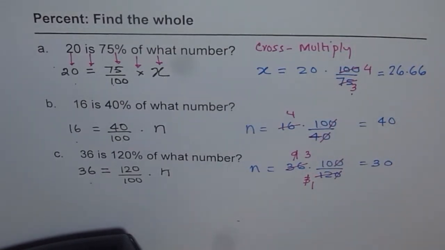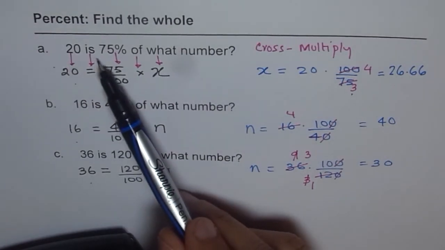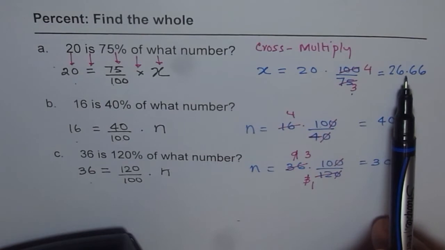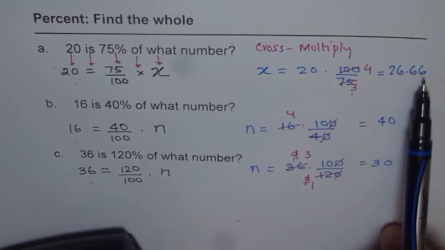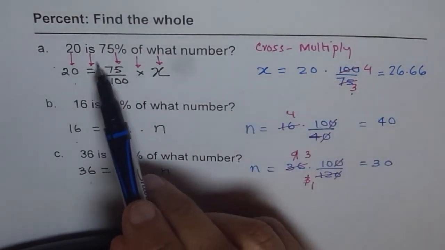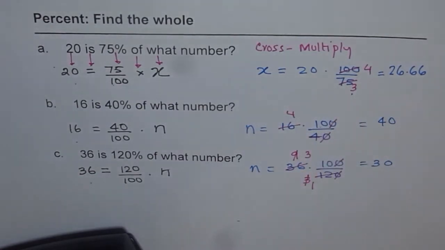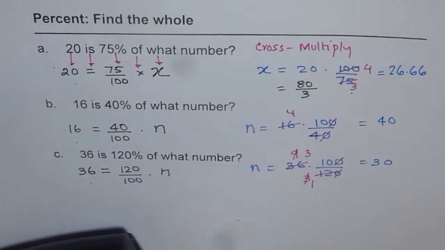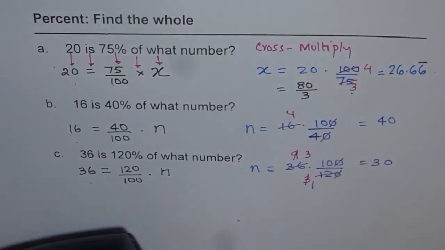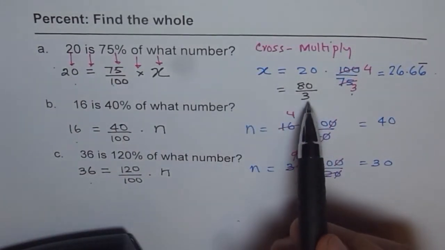Now can you write in one sentence what your answer is? Let's read the question. 20 is 75% of what number? We say 20 is 75% of 26.66, or 20 is 75% of 80 over 3. That could be more accurate, correct? So at times fractions are a better way of writing. So the better answer would have been 80 over 3, correct? Or sometimes we can use recurring. That means 6 is being repeated, right? So we can say 20 is 75% of 80 over 3.